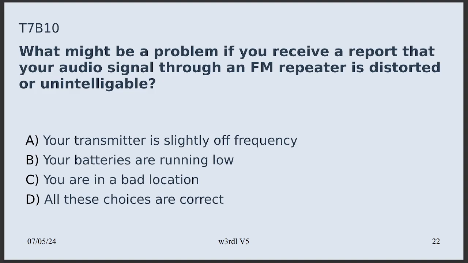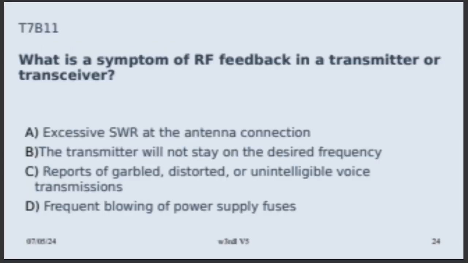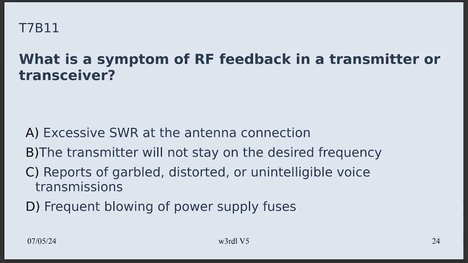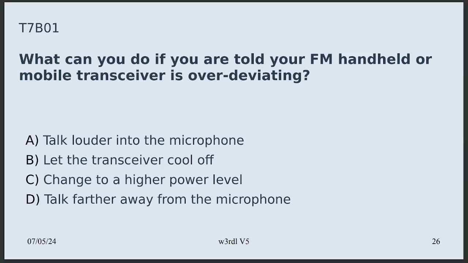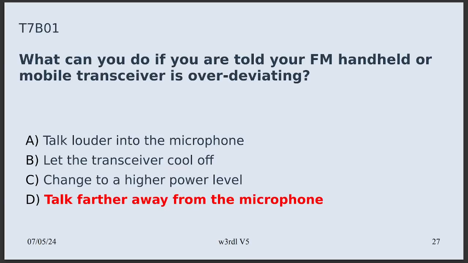Okay, what might be a problem? Okay, and everybody said, or did we already? Yeah, there's a delta, right, correct. Okay, what is a symptom of RF feedback in a transmitter or transceiver? What is a symptom of that? Reports of garbled, distorted, or unintelligible voice transmissions. There we go. What can you do if you are told your FM handheld or mobile transceiver is over-deviating? Delta, talk farther away from the microphone.